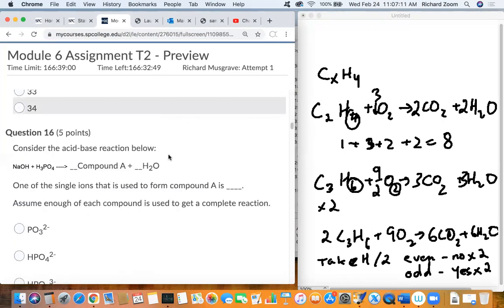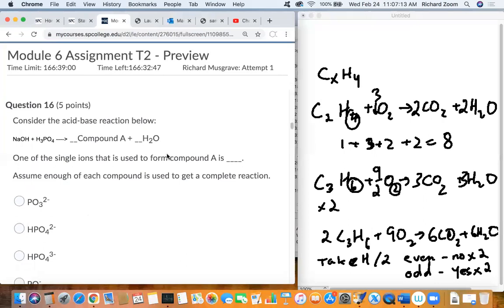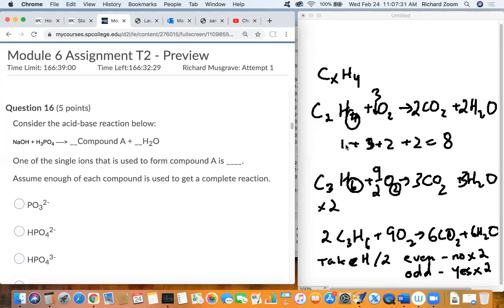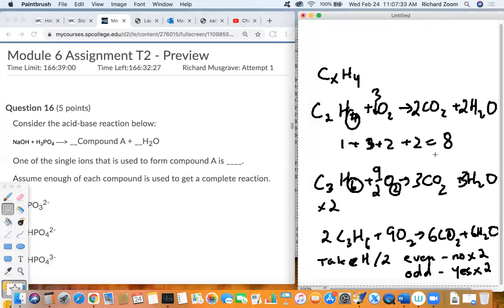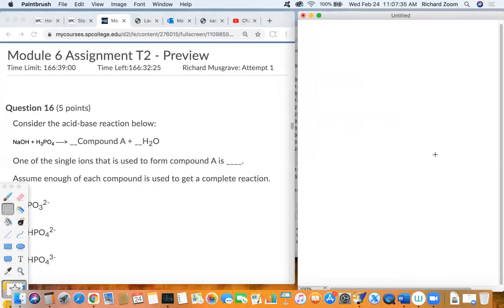So that can be kind of helpful with those. Let's look at number 16. What it's looking for is the single ions that make up compound A. But you have to be careful about what is meant by single ions here. So let's go ahead and look at that.